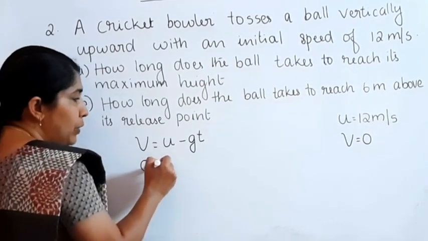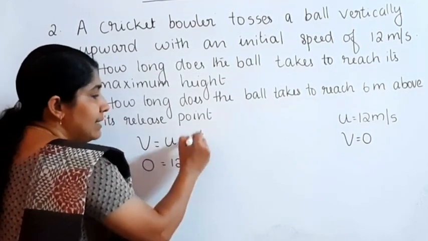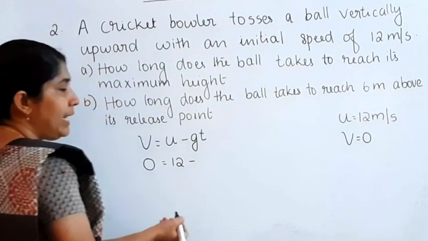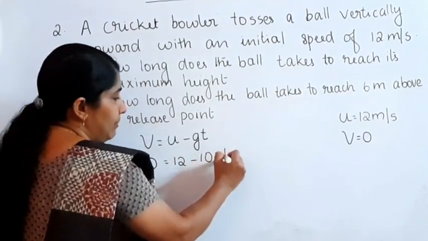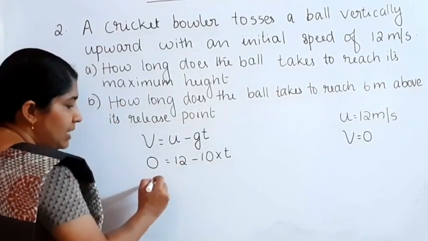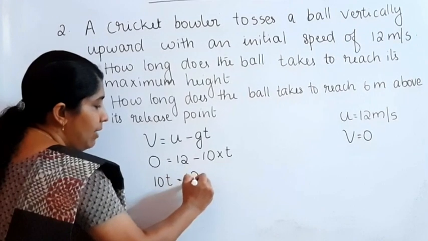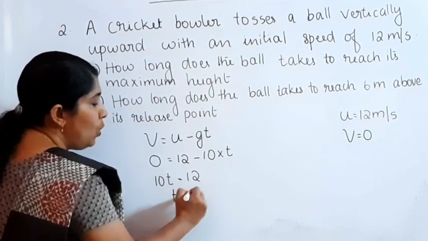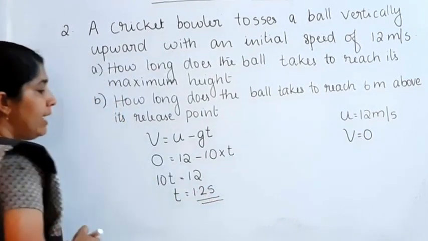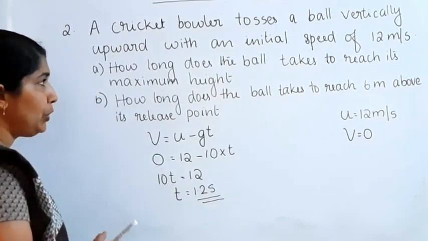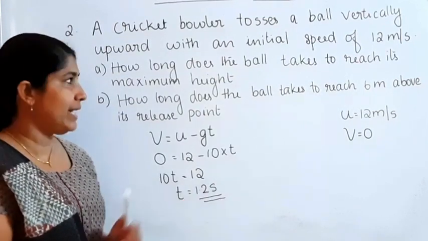Then 0 equals u minus gt. u is equal to 12, g is equal to 9.8, or it can be taken as 10. So 10 into t equals 12. Then t is equal to 1.2 seconds. The time taken by the ball to reach its maximum height is 1.2 seconds.